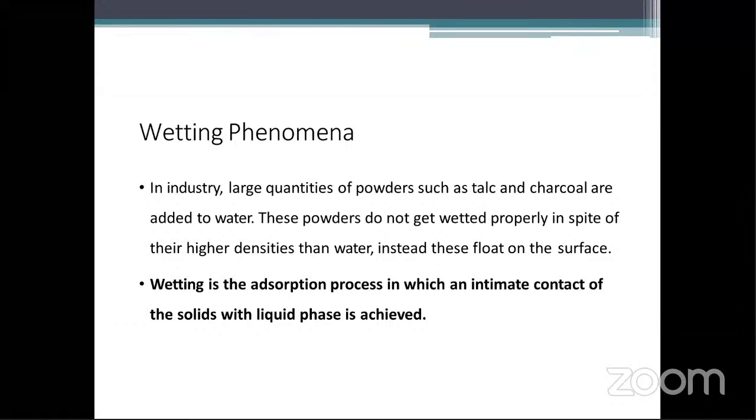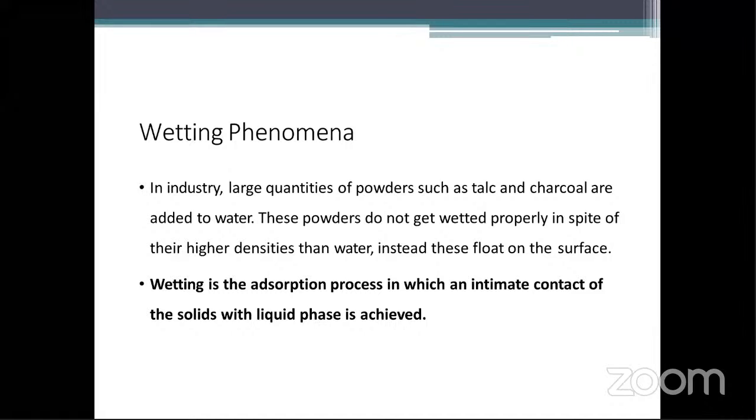Okay, so wetting phenomena. What is the meaning of wetting and where it is applied, and what is the relation between contact angle and wetting of the solid surface? See that in industry, large quantities of powder such as talc, charcoal are added into water to prepare different types of formulations. But the main problem is that these powders, talc and charcoal, do not get wetted properly in spite of their higher density than water.